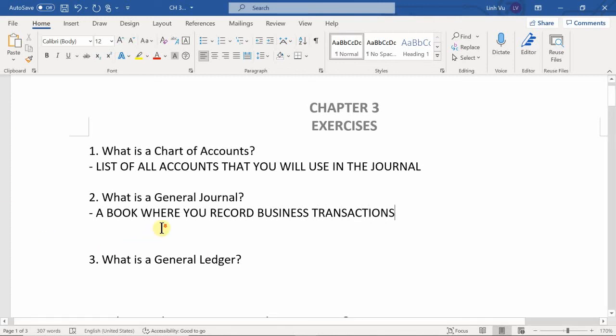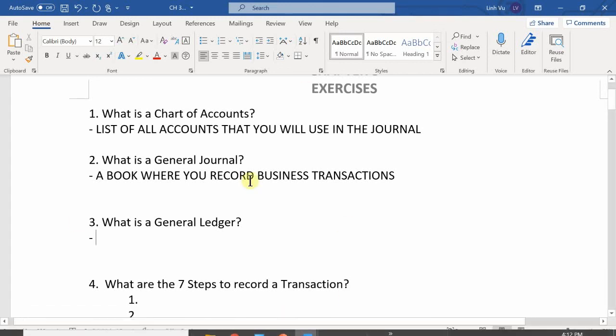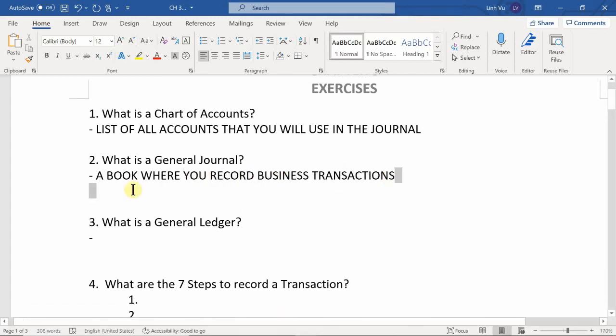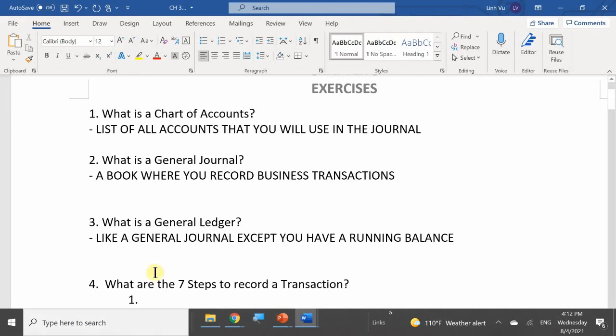What is a general ledger? The same as the general journal, but it gives you a balance. Good. So it's another book where all business transactions exist. Okay. So in summary I'll just put like a general journal, except you have a running balance. Okay. So I'll obviously upload the correct answers to this, but that's a good summary. Good.